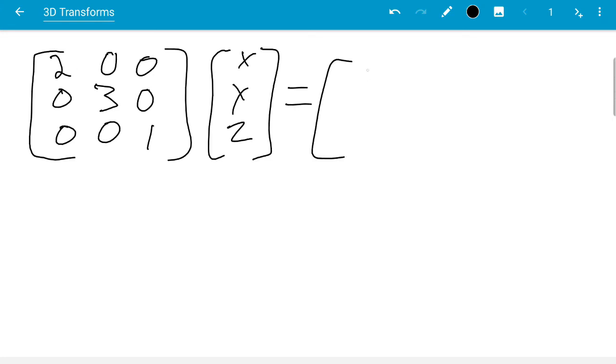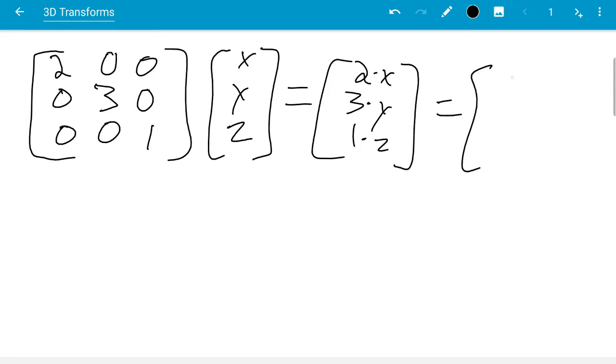We get 2 times x plus 0 times y plus 0 times z, so I'm just going to leave those off. The next row is going to give me 0 times x, 3 times y, and 0 times z. All right. And then the last row, 0 times x, 0 times y, 1 times z. So we end up with this vector. I'm going to rewrite it just a little bit to clean it up. 2x, 3y, and I can just write z here.